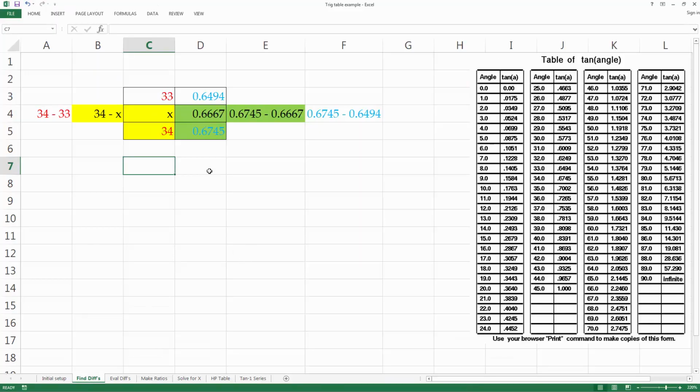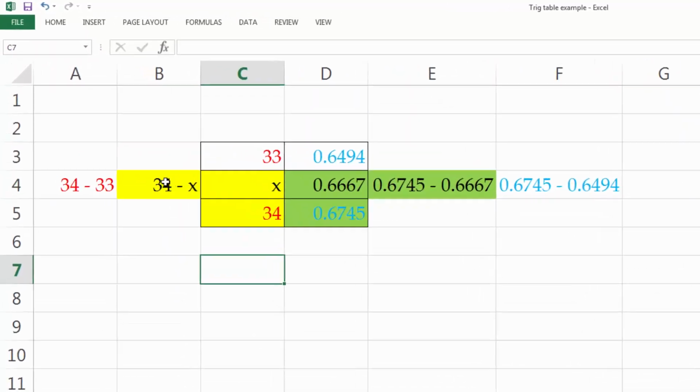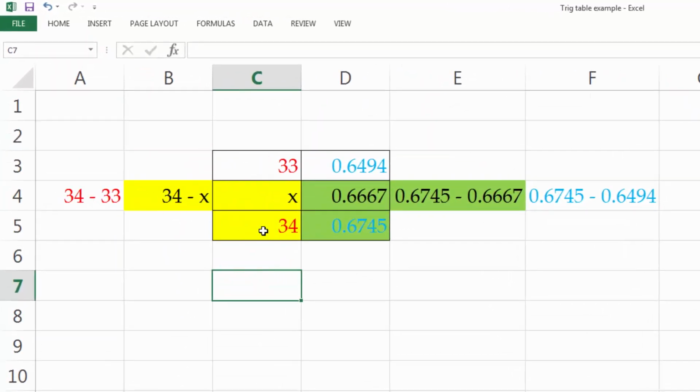So next step, again, was finding this difference, 34 minus x and 34 minus 33. I started with 34 because I knew that 34 minus 33 would be 1, and that would make our calculations pretty easy. So 34 minus x is going to go over that. And then I did the exact same thing on the other side, 6745 minus 6667 right here, and then 6745 minus 6494 here.